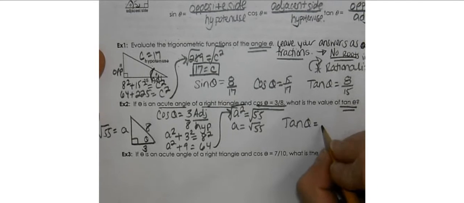So now I'm going to identify the tangent of theta, and the tangent of theta is simply going to be the square root of 55, which is my opposite, divided by my adjacent, and that is 3. Since I do not have a root in my bottom, I'm simply going to leave my answer as the square root of 55 over 3. Let's go ahead and look at example number 3.